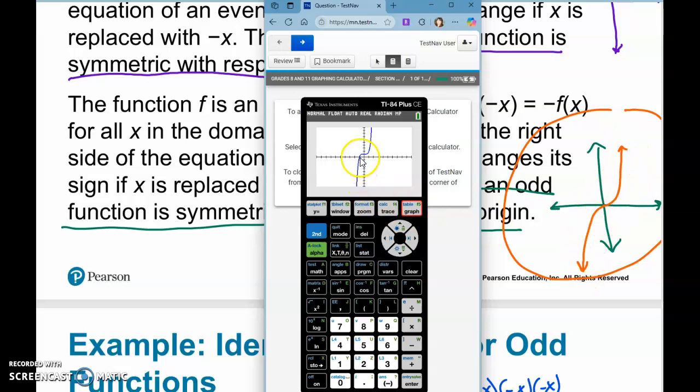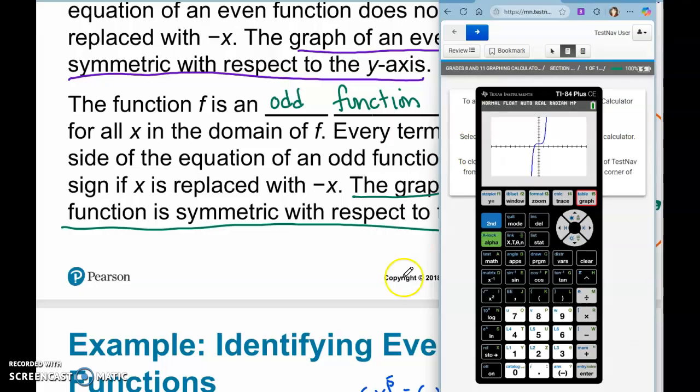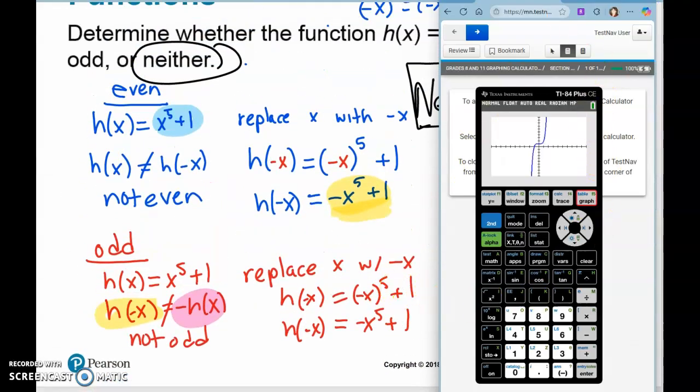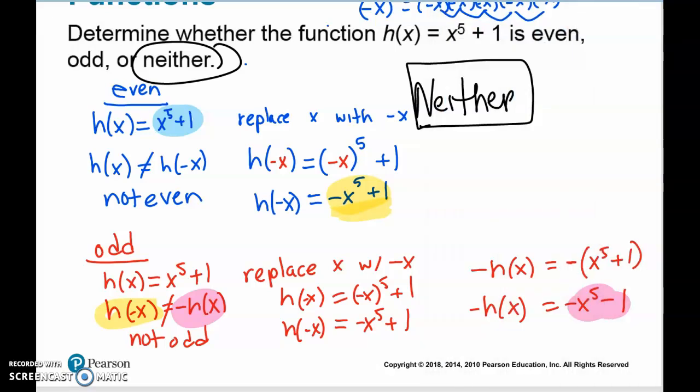However, if you were to flip this upside down, you would not have the same graph. It would cross the y-axis at -1. So imagine you rotated this 180 degrees. It would look close, but it's not the same. So it does not have symmetry with respect to the origin, and it's not odd. So that's another way that I can approach these problems.